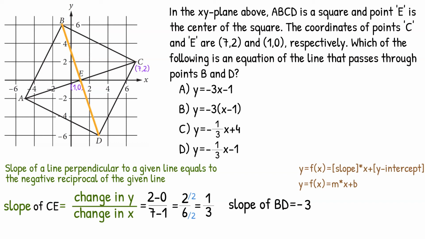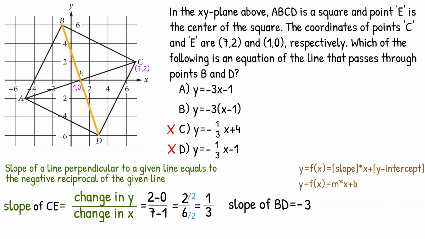Let's now refer to the answer choices. Answer choice A gives us an equation that has the slope of -3, which fits our requirements. Answer choice B also has the slope of -3, which also fits our requirements. Whereas answer choices C and D have 1/3. So while it's negative, which is correct, it's not the reciprocal of the slope of CE. So answer choices C and D do not fit our requirements.